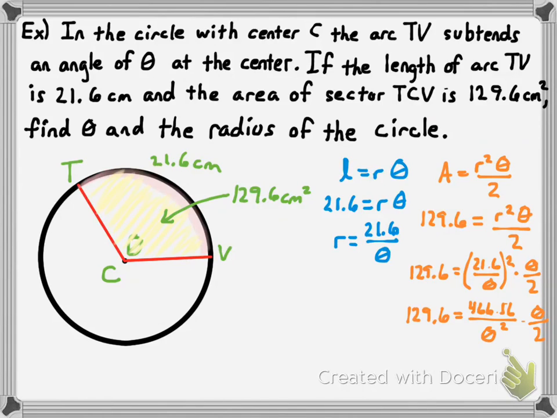All right, now we're going to do some cancellation. We can cancel out this theta with one of these down there, so we're just going to be left with a single theta in that denominator. And that will then give us 129.6 equals, and I'm going to go ahead and do a little bit more canceling. Let's go ahead and divide this by 2. Alright, so that makes that a 1, and that makes this 233.28.